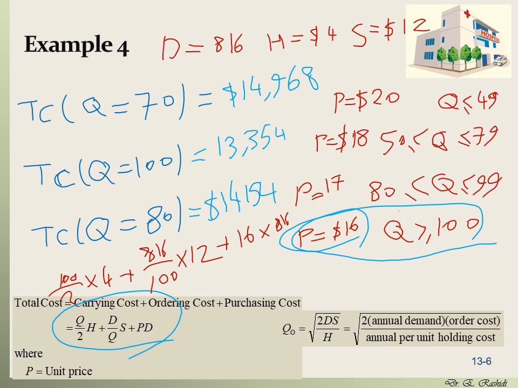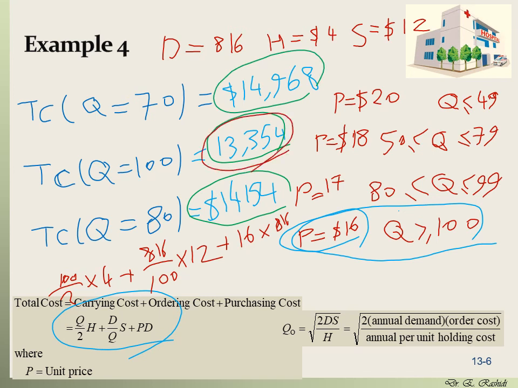As you see here, among these three, the minimum is 13,354, which is for quantity equal to 100. So this means that the optimal quantity which would make our total cost minimum is 100. So they need to order at a size of 100 here.